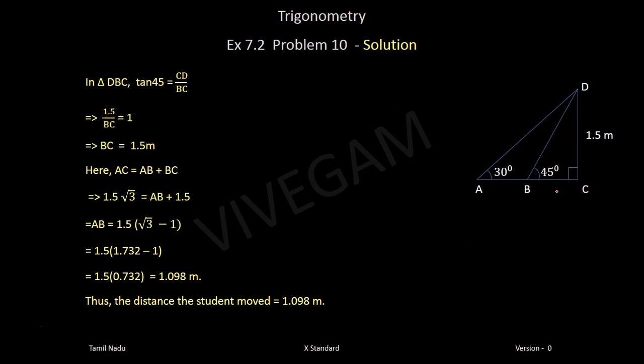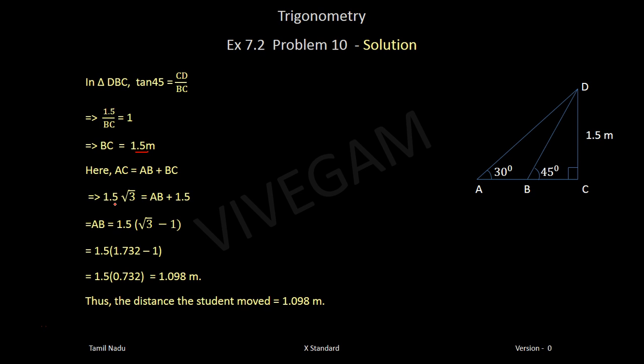Now take the triangle DBC. Tan 45 is opposite by adjacent, that is CD divided by BC. We know CD is 1.5 meters, so 1.5 divided by BC is equal to tan 45, and the value of tan 45 is 1. So BC will be equal to 1.5 meters. And we know AC is equal to AB plus BC.